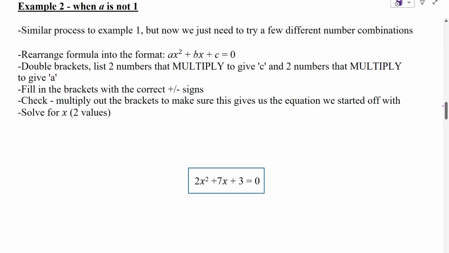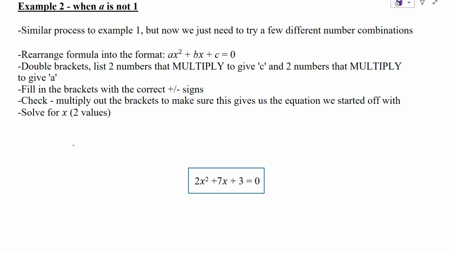Okay, so example 2. This is where we get an equation where a, the number in front of x, is not 1. We've got that a equals 2. So it can be any number, 2, 3, 4, whatever. Now, when we get an equation like this, we need to approach it in a different way to actually factorize it. So it's quite similar to the first example, but we just need to do a few different number combinations to actually find out what goes into the bracket.